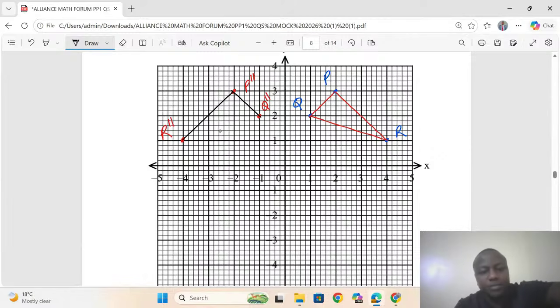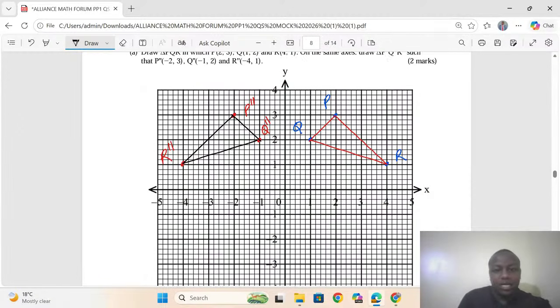Okay, so you see, very good. The two triangles now. Everybody can see the two triangles. We are together there. Thank you. Let's continue sharing.